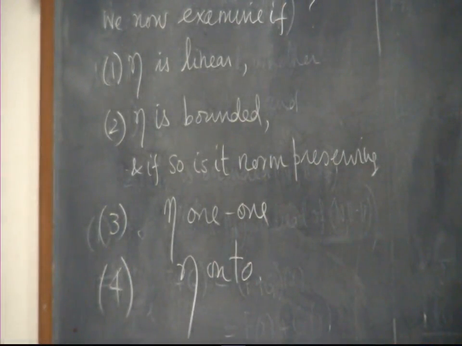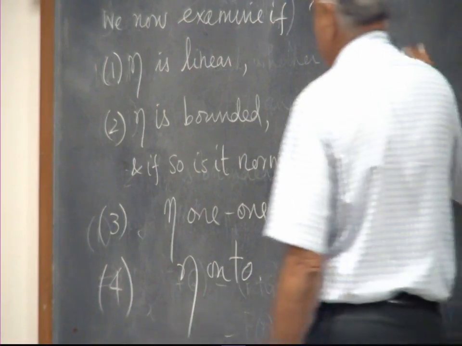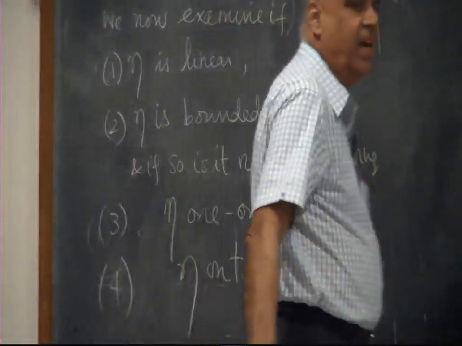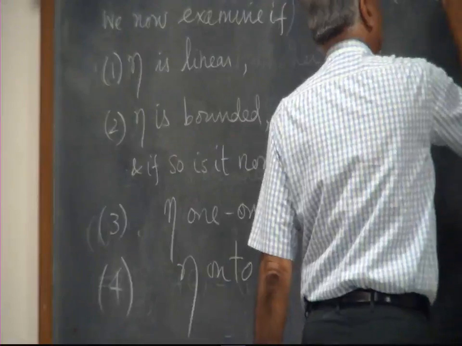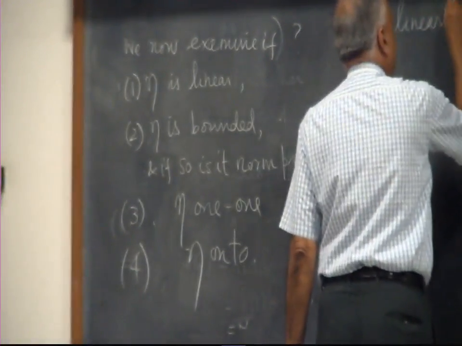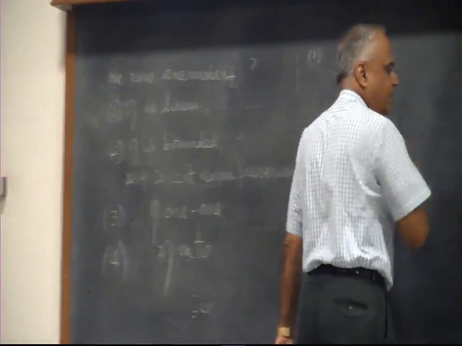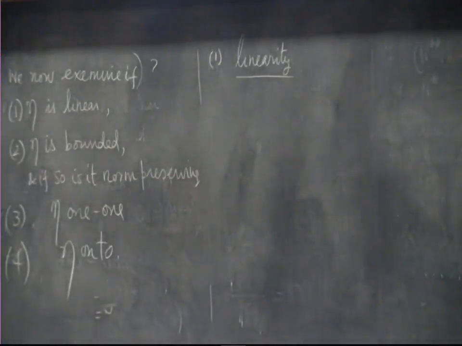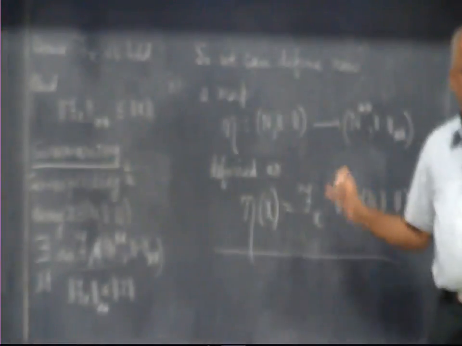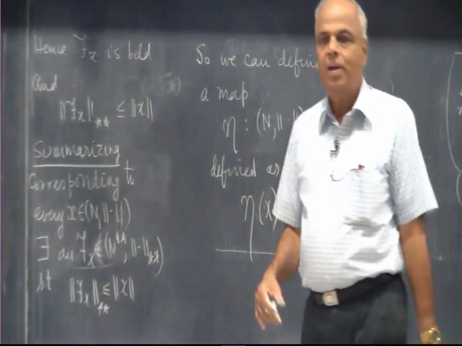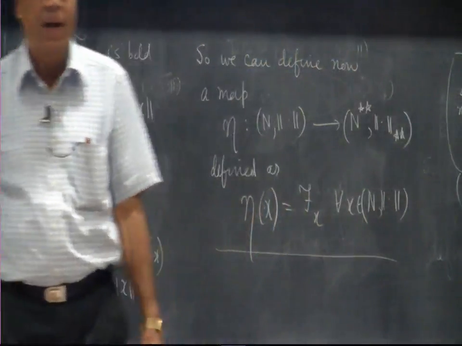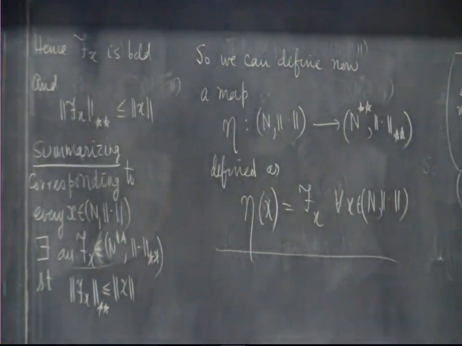Okay, so these are the questions that we will ask. So first of all, remember, we will go step by step. Okay, the first question, the linearity. So all we have to do is make sure that eta of x plus y will be eta x plus eta y, and eta of alpha x is alpha of eta x. The same story for linearity.